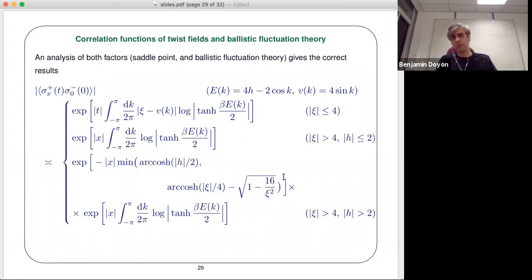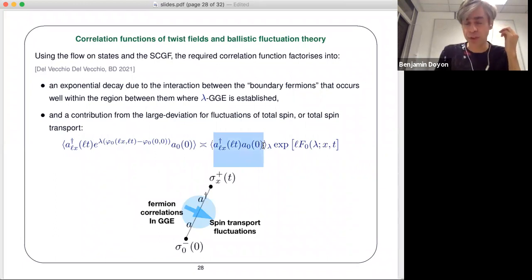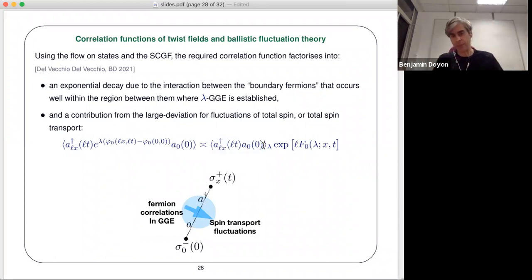And yeah, so it says that for h greater than 2, there's an exponential decay for this fermion two-point function, while for h smaller than 2, there's no exponential decay for this fermion two-point function. And it's interesting because you may think, well, a fermion two-point function in a thermal state certainly decays exponentially.